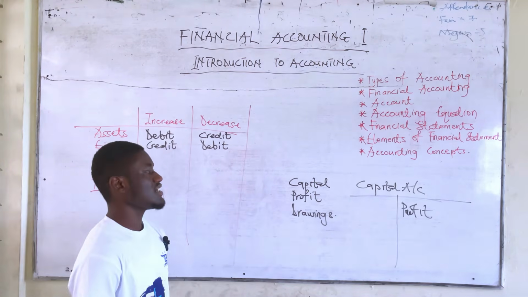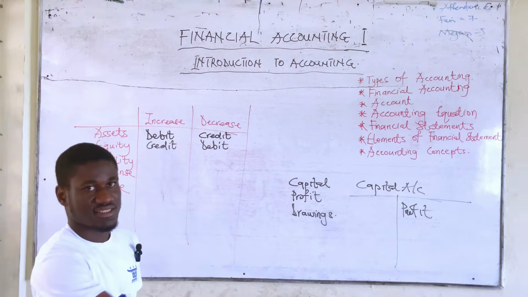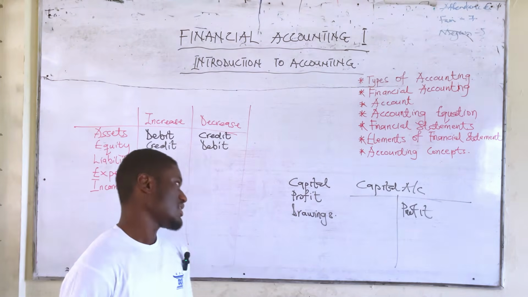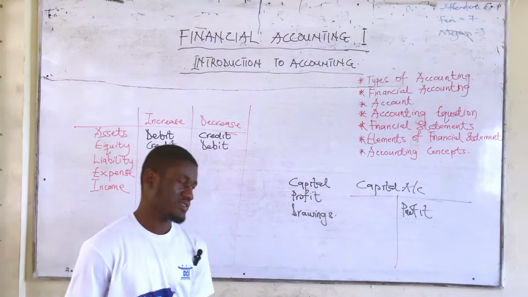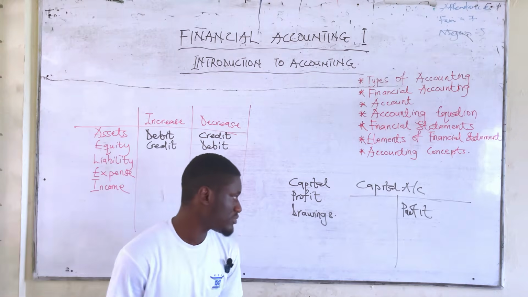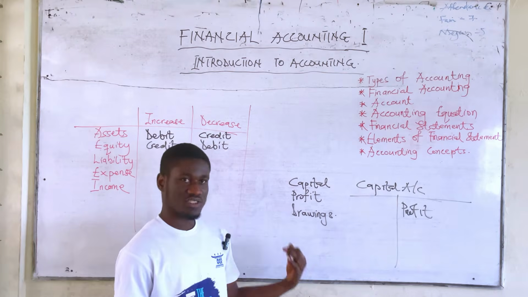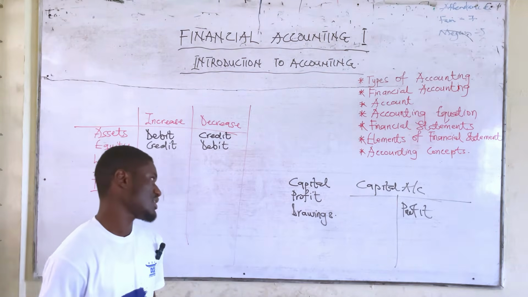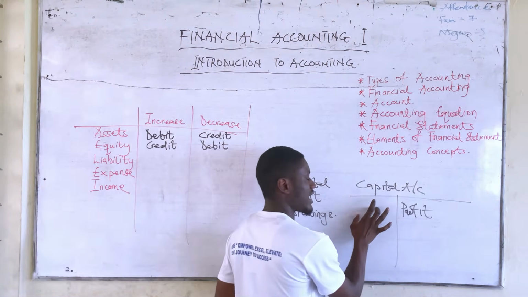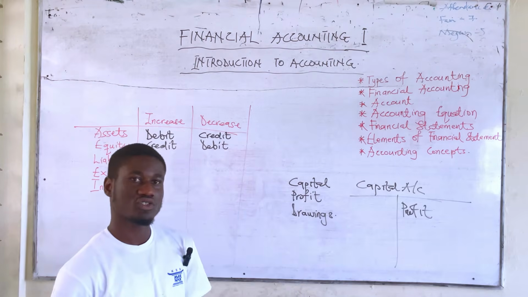And the drawings is something that the owner has taken out of the business. He has removed it out of the business. We are operating our business and he has removed an amount from the business for his own personal use. You get it? So it's going to reduce the capital. It's going to reduce the amount that was introduced into the business.